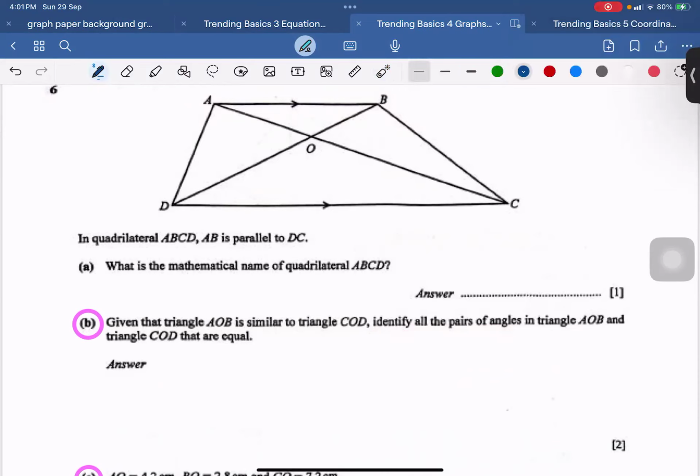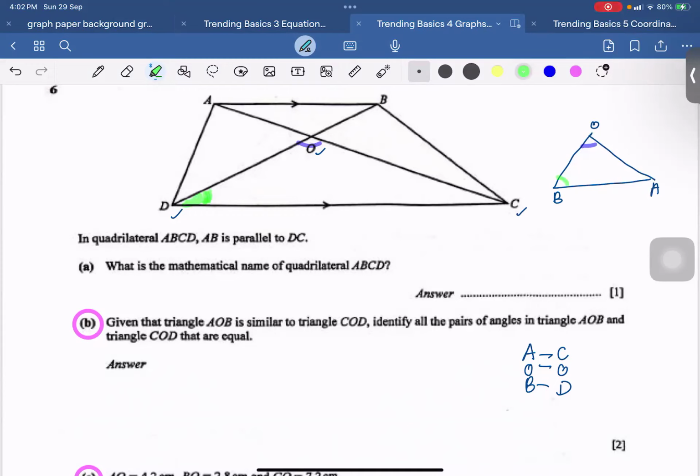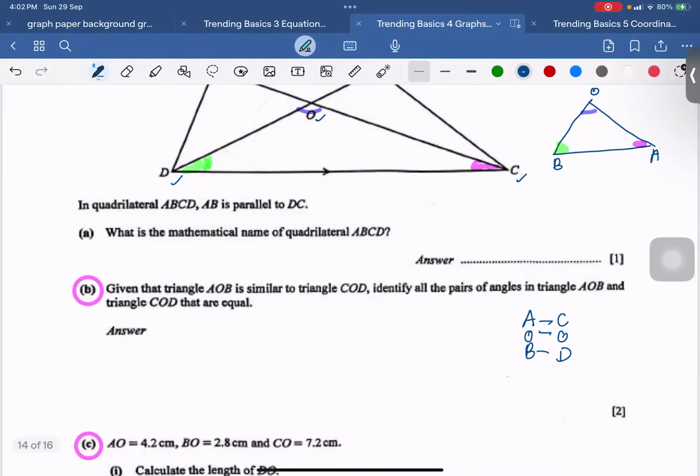Triangle AOB is similar to triangle COD. If you really want to, draw another smaller triangle, COD, and AOB. Then it will be very simple. Angle DOC matches with this angle. This one matches with this one. Then the last one, this matches with this. The question just says identify all pairs, so I just need to write angle DOC equals angle BOA.